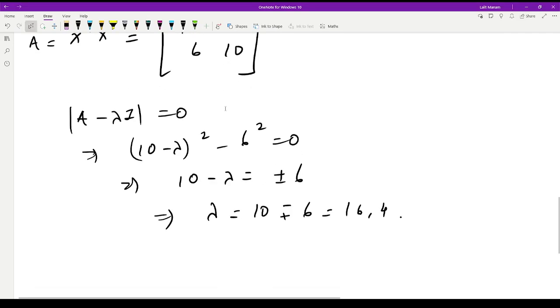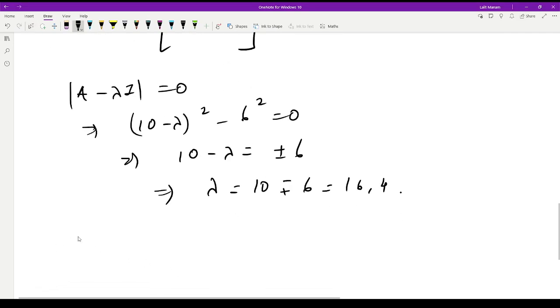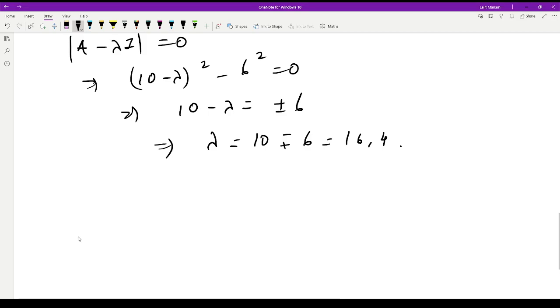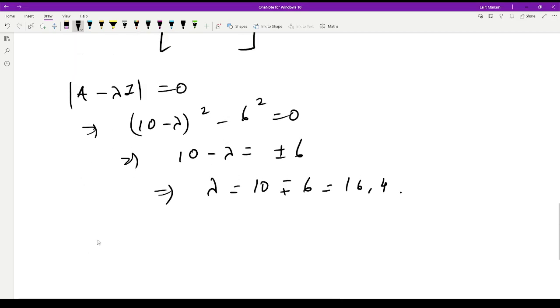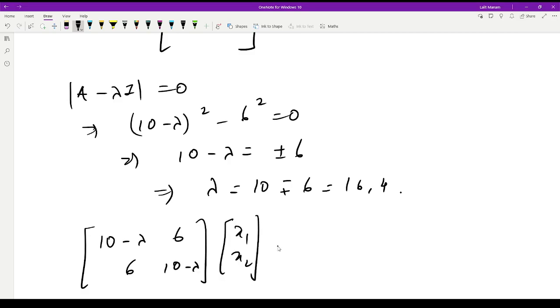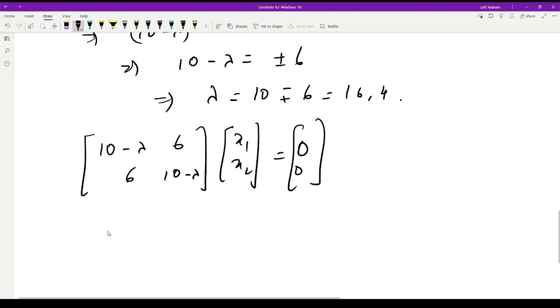Hope this is clear. This is just straightforward computation. Based on this, we just need to again place the values out there. So it's like the matrix with 10 minus lambda, 10 minus lambda, times x1, x2 equals 0. This is what we need to solve for eigenvectors. So for lambda equal to 16, it turns out to be something like this.